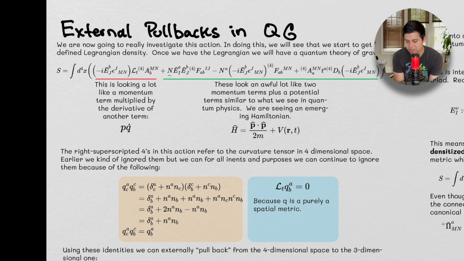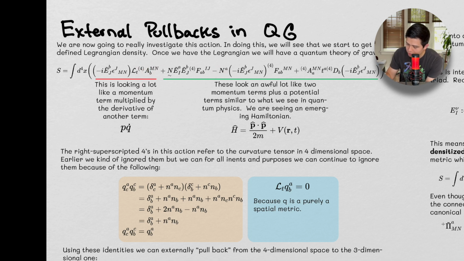We're now going to really investigate this action. In doing this, we're going to see that we start to get a defined Lagrangian density for our quantum theory of gravity. Once we have the Lagrangian, then we'll be able to have this quantum field theory of gravity, and we'll be able to understand a Hamiltonian theory of gravity also. This was the action we left off with. And looking at this, it looks a lot like a momentum term multiplied by a derivative term. So we have some p, perhaps this thing here, and then a Lie derivative, and this thing. That's all fine and good.